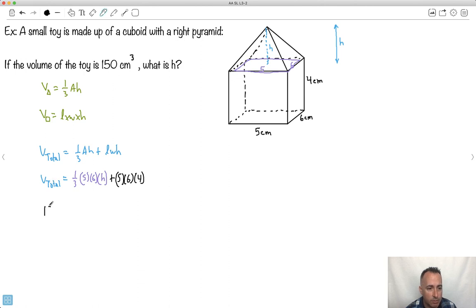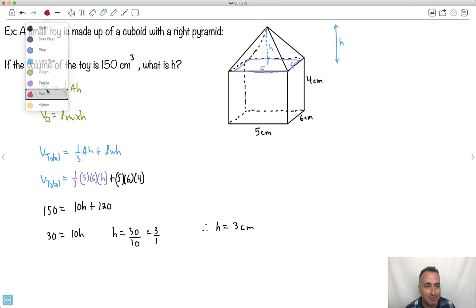So I can go even further and say 150 equals 5 times 6 is 30, and 30 divided by 3 is just 10, so I've got 10H. Now here I've got 5 times 6, which is 30, and 30 times 4 is 120. Then I move my 120 over to the left, so 150 minus 120 is 30. So 30 equals 10H, and finally H equals 30 over 10, which is just 3. I'm maybe showing you too many steps. But therefore H equals 3 centimeters. There we go, I'm done.